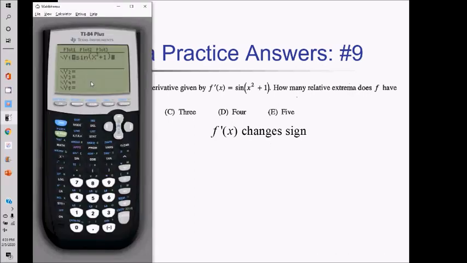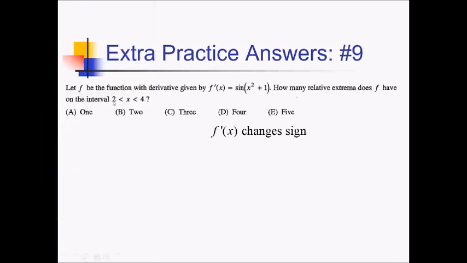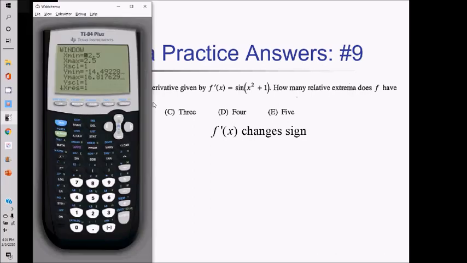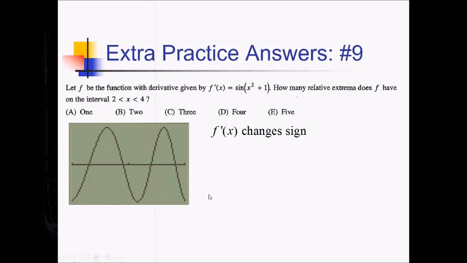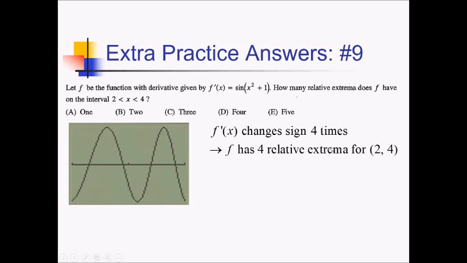So here I am on the calculator. I've got my f prime entered as y1. Let me go to window now, and they said between 2 and 4. So let me put in 2 and 4 for my x min and x max. Zoom 0 is going to give me the perfect window on my derivative. And it looks like we are crossing 1, 2, 3, 4 times on this one. So that means that we have 4 relative extrema, which is going to give us choice D.